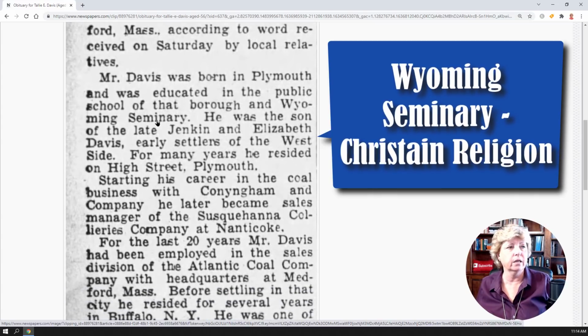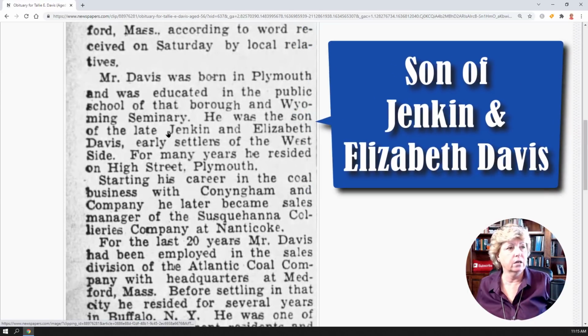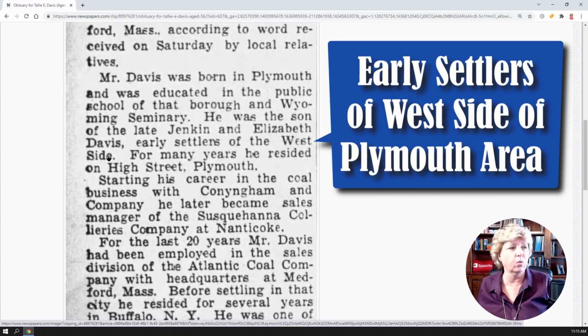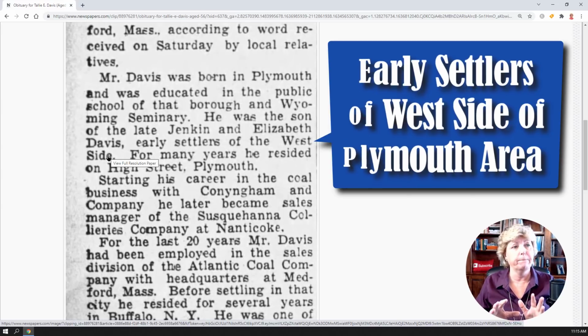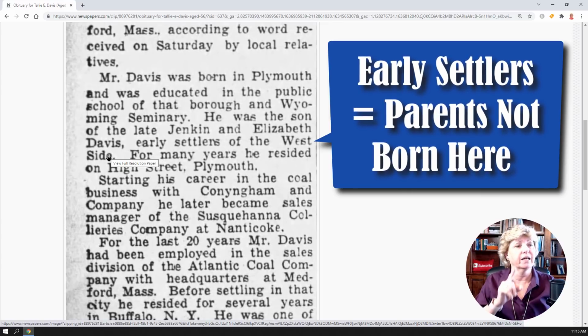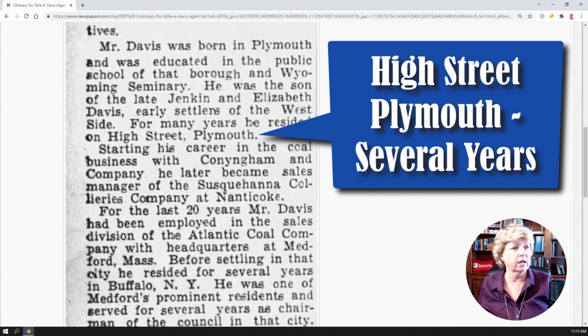The Wyoming Seminary gives me the indication that he was of a Christian religion. He was the son of Jenkin and Elizabeth Davis. So we know Jenkin Davis was his father and Elizabeth, without a maiden name, was his mother. We don't know her maiden name, but we at least know her first name. They were early settlers of the West Side. Okay, so that clue right there is the West Side is kind of the location within the Plymouth area, but early settlers tells me that Jenkin and Elizabeth Davis were not born in Plymouth. They migrated to Plymouth from somewhere else. For many years, he resided on High Street, Plymouth.